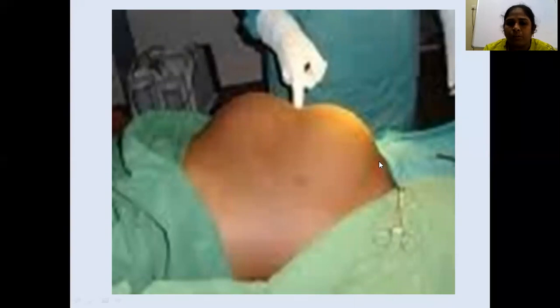Usually the bladder is a pelvic organ, no? Here it has become an abdominal organ. Bladder is distended, and upper segment, lower segment.